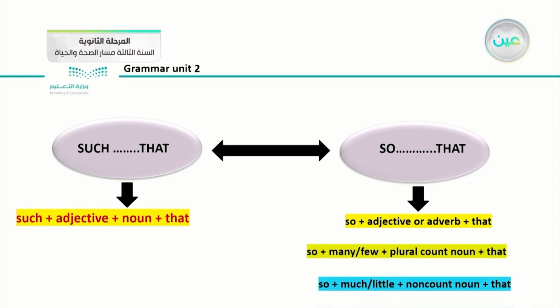Number 1, so plus adjective or adverb, this is the first one. Number 2, so plus many, few, and a plural count noun, it comes with that. So we can use many and few with the plural count only. And so much, so little with the non-count nouns plus that. So much and so little come only with non-count nouns.